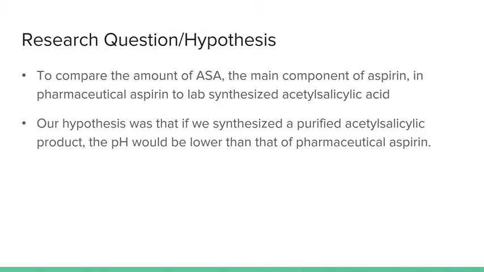Our hypothesis was that if we synthesized a purified acetylsalicylic aspirin product, the pH would be lower than that of pharmaceutical aspirin. This is because pharmaceutical aspirin contains things other than ASA, such as cornstarch and binders, to keep the pill together, rather than pure ASA, so that means there's a lower concentration of ASA, which would result in a higher pH.